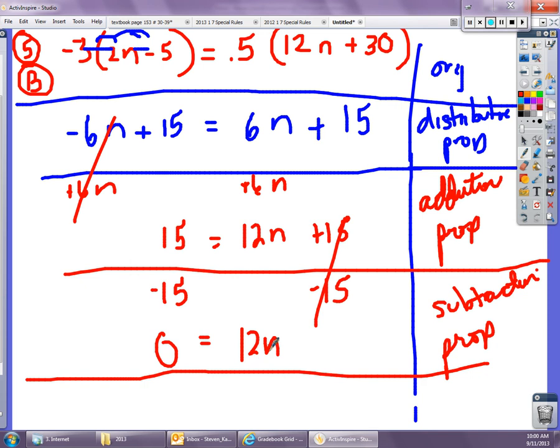And last, I'm going to solve for n. It's being multiplied by 12, so I'm going to divide both sides by 12. 0 divided by 12, well, 0 divided by anything is 0. So I get my final answer of n equals 0. And that is because I divided the same thing on both sides. That's the division property.